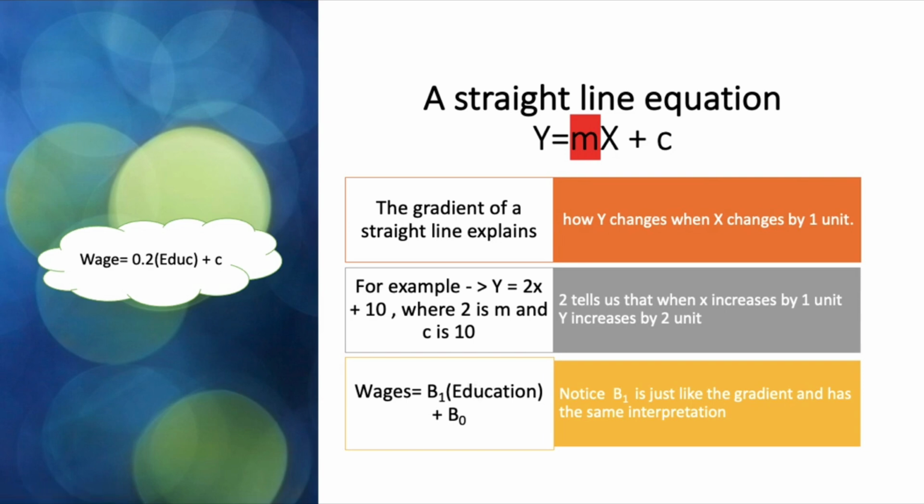And the same actually follows for the regression that we're going to be seeing in today's session. The beta 1 in this case is basically like the gradient, and it tells you that when education changes by 1 unit, how does wage change. So the interpretation is similar.